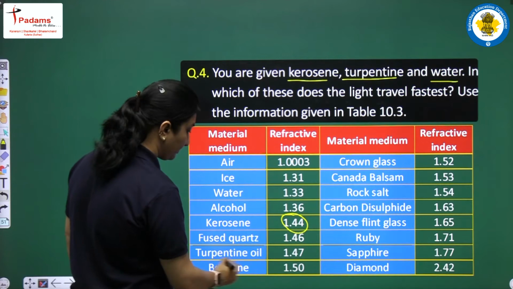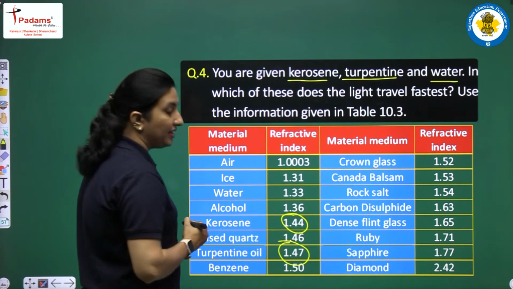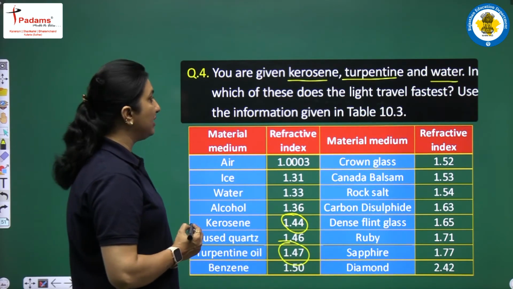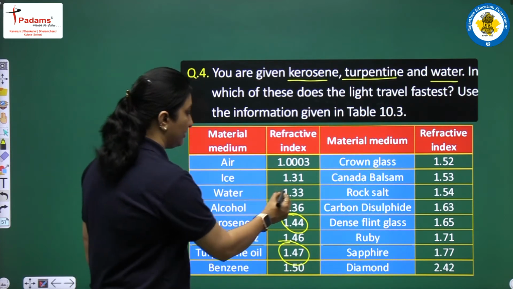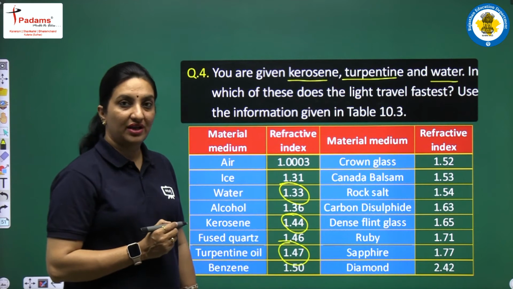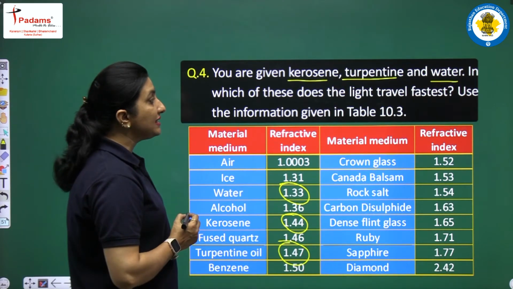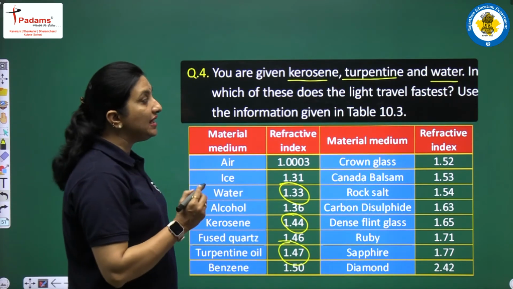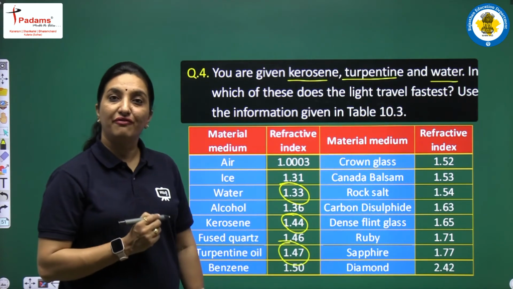Turpentine, the refractive index is 1.47, and water. So these are the three material mediums given, and what we need to find is in which of these does the light travel fastest.